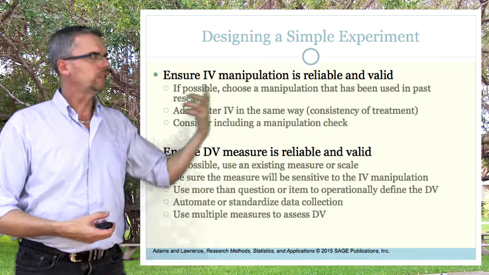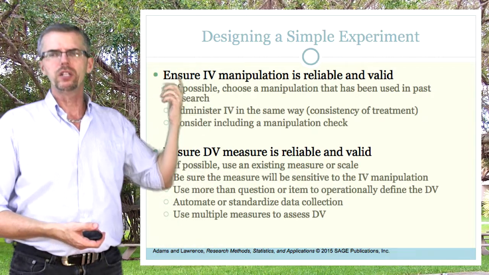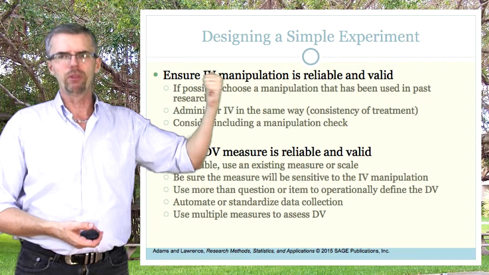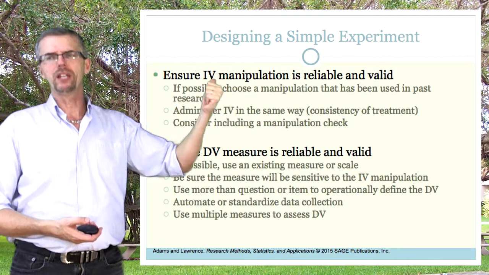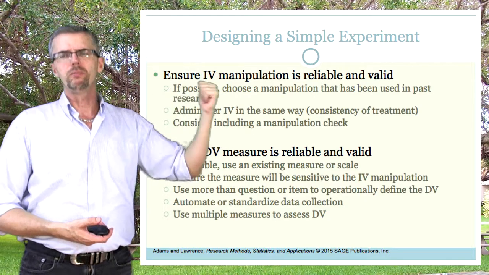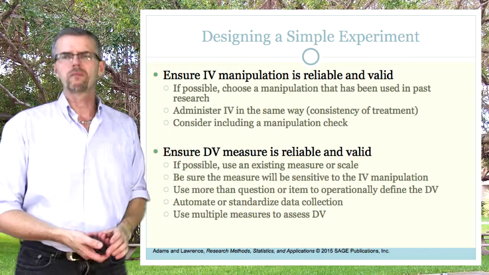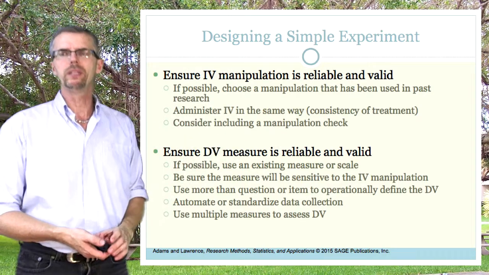If you want to design a simple experiment, once again, you ensure that the independent variable manipulation is reliable and valid, both. If possible, choose a manipulation that has been used in the past by other researchers. You want to administer the independent variable in the same way, so you want consistency of treatment, and you want to consider including a manipulation check.